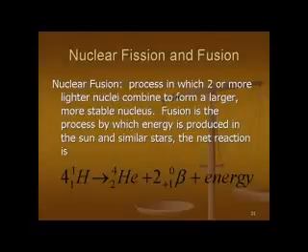Nuclear fusion is a process in which 2 or more lighter nuclei combine to form a larger, more stable nucleus. Fusion is a process by which energy is produced in the Sun and similar stars, and the net reaction in the Sun looks like this. You have 4 hydrogens combining to form a helium-4 (4, 2), and then 2 positrons plus an incredible amount of energy.